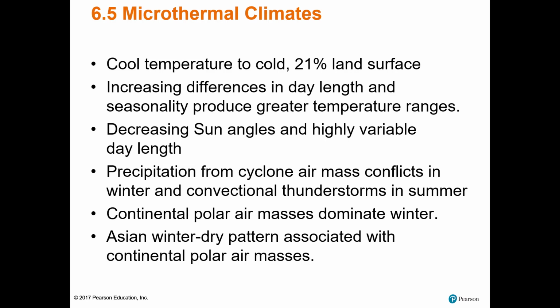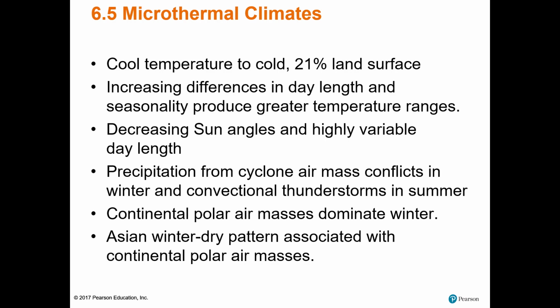In a microthermal climate, it's cool temperature to cold, and this represents 21% of the land surface on Earth. There are increasing differences in day length and seasonality, meaning that the number of hours of daylight changes during the year with more range than we saw in some of the other climates we've discussed. There are decreasing sun angles and highly variable day length. So the sun is not directly overhead in a lot of microthermal climates.